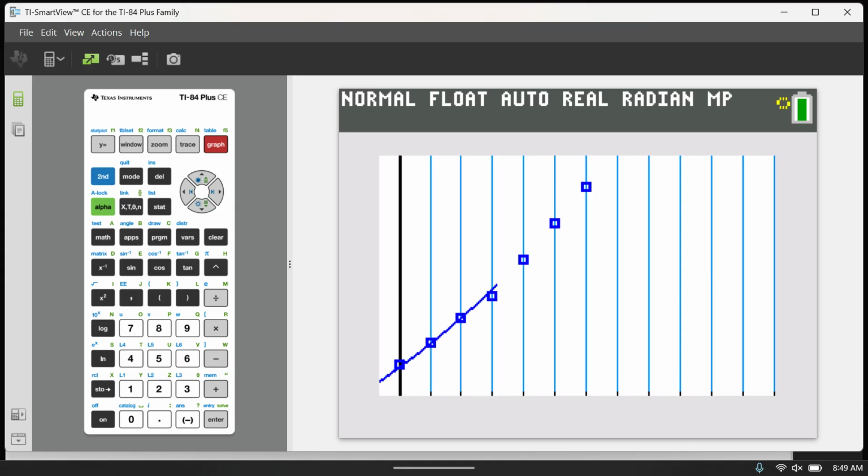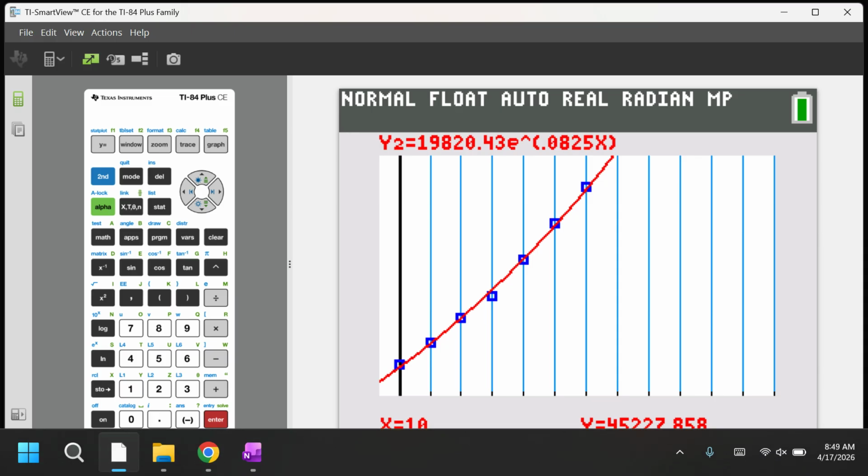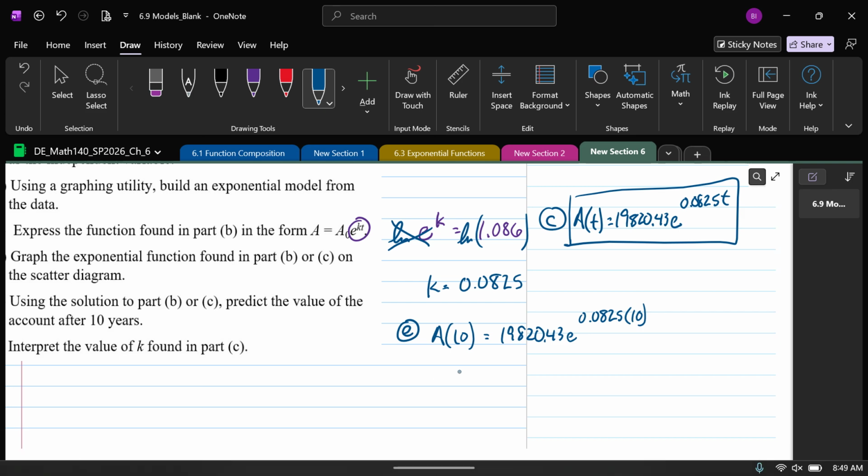I still see the scatter plot. I still see the graphs. But now it's going to allow me to trace to 10. So I'm going to hit trace, down, down. Now type the 10. So after 10 years, this account's going to have $45,227.86. That's pretty good. Remember, we put 20,000 in and then left it, and in 10 years we've more than doubled our money.